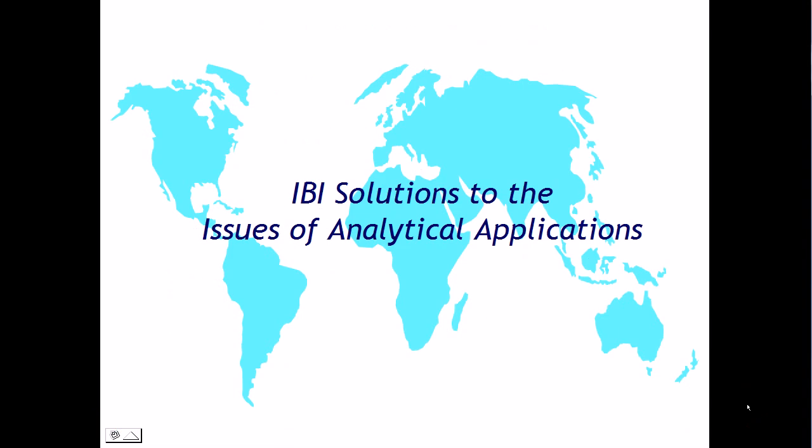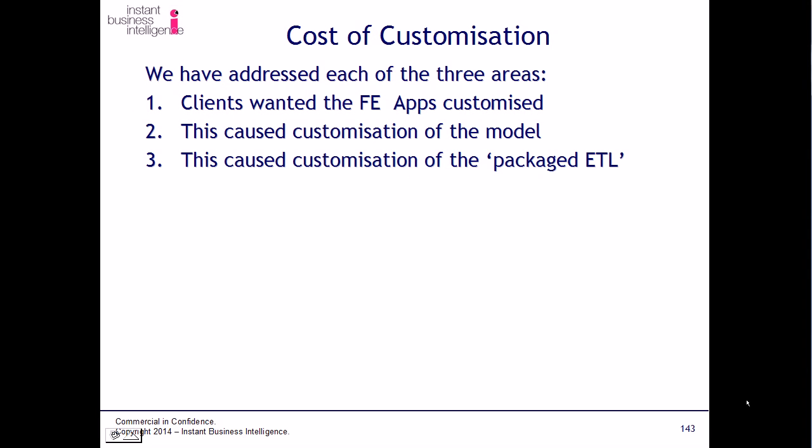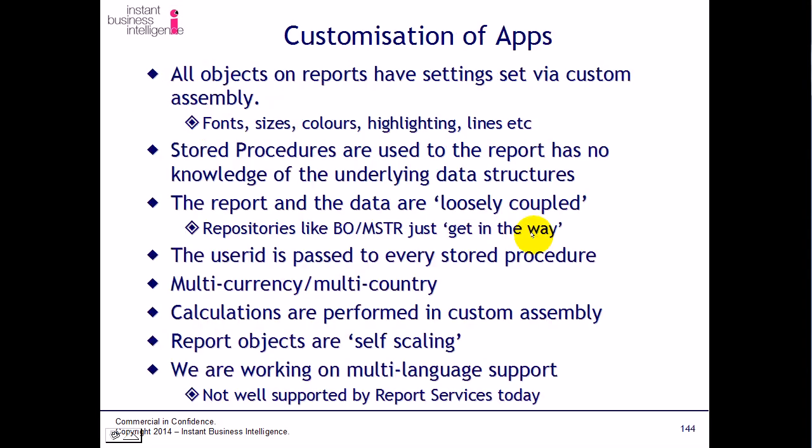So how did we solve these issues of these analytical applications? We addressed these three issues. All objects on reports, this is in our report services example, which we are no longer selling, but there's no reason why you shouldn't learn from it, right? So all the objects on reports have settings via the custom assembly. So fonts, sizes, colors, highlighting lines, etc. are all defined in a custom assembly for our analytical apps.